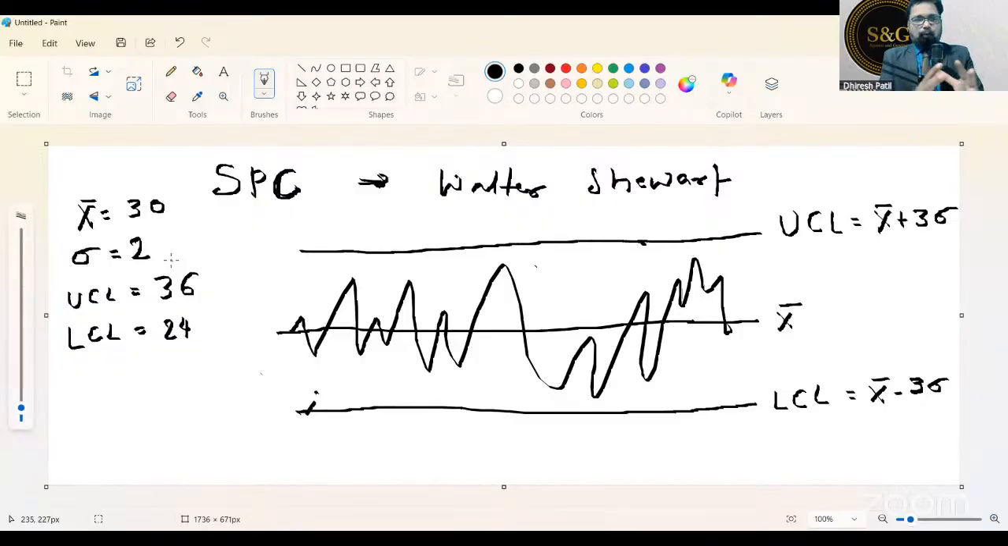Very simple. Now, what Walter Shewhart says, now understand this. What Walter Shewhart says, any process which runs between +3 and -3 standard deviation is called a stable process.